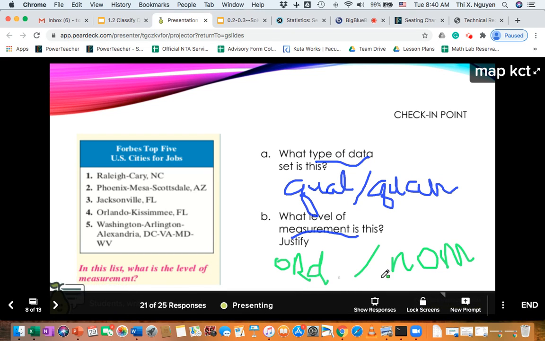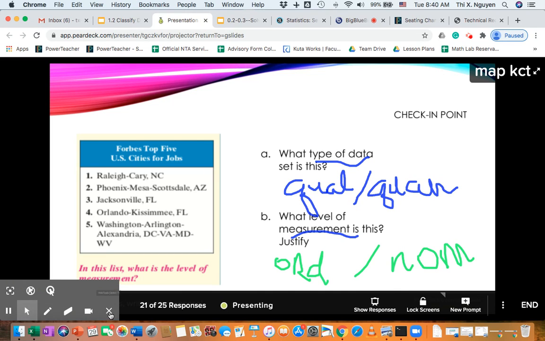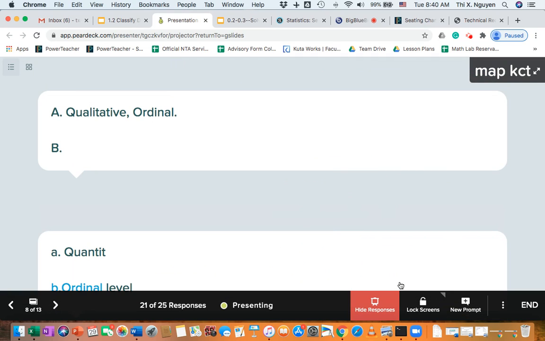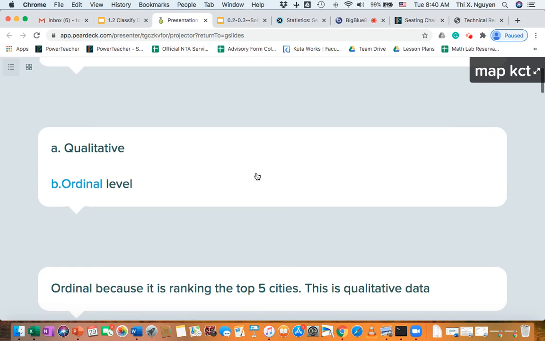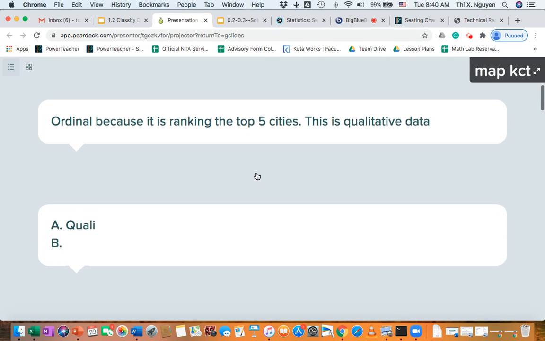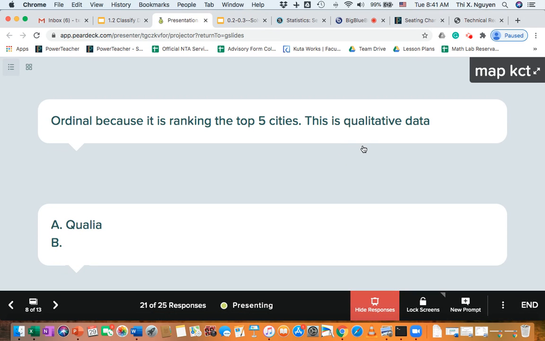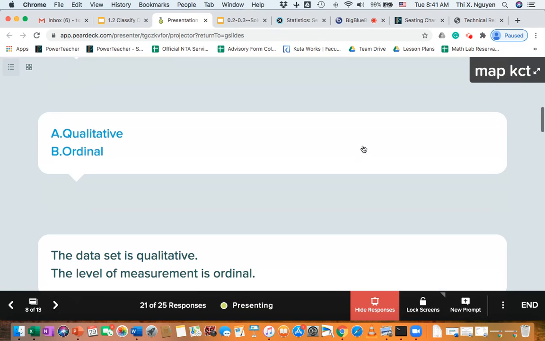All right, I'm going to wait. I need the arrow. Okay. So over here, I'm going to show the response. For this one is qualitative data, correct, because it's just a list of names. This one is ordinal, correct, because there's the top 5. So it's organized in that way. So that's good. Ordinal. This is qualitative. This is qualitative data. That is good.